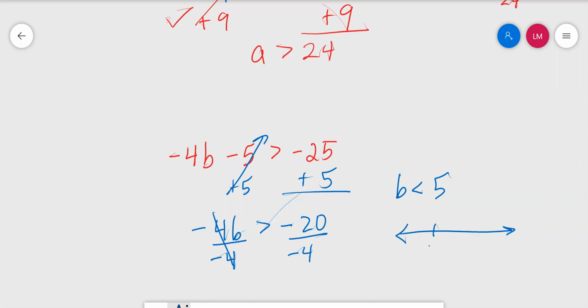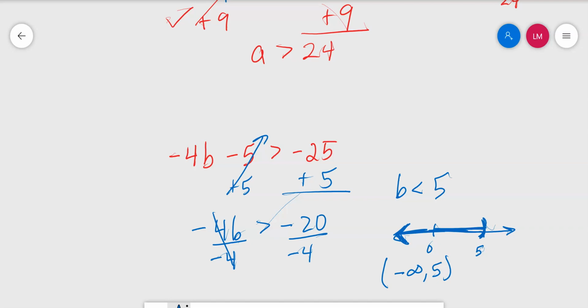So we're going to have 0. We have 5, and we want to be less than. Okay? Everything going this way, towards negative infinity. See? So this would be the interval notation. So I hope that makes sense.